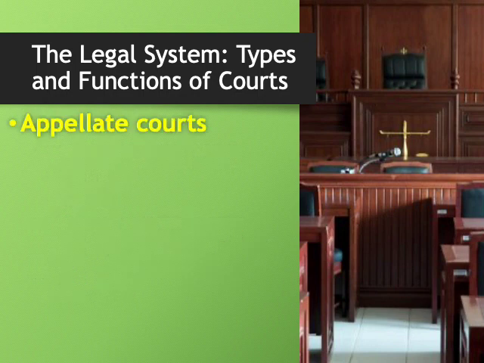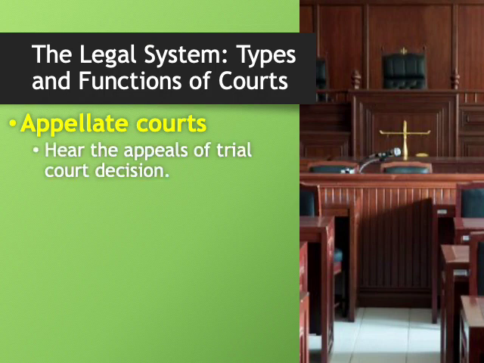The second type of courts is the appellate courts. And as the name suggests, appellate courts hear the appeals of the trial court decisions, okay? And so appellate courts don't hear cases for the first time. Appellate courts hear cases after it's been heard by the trial court, okay? Now, keep in mind that particularly in criminal law, if you are convicted and found guilty, everybody has a right to at least one appeal, okay? You can appeal the decision of the trial court.